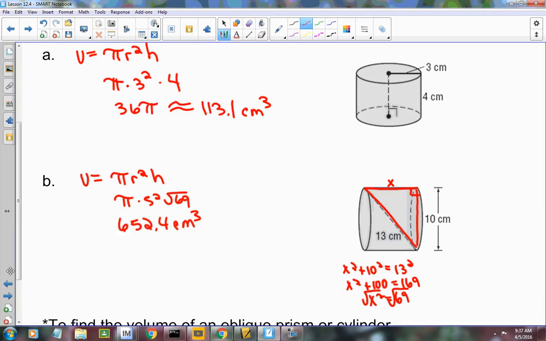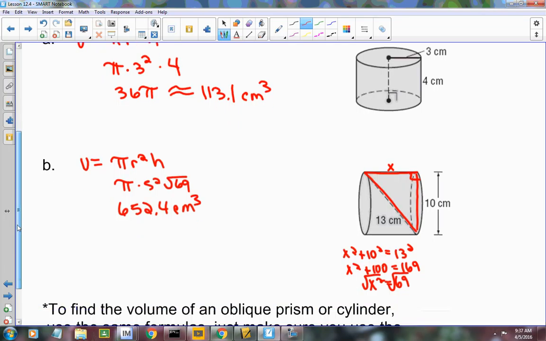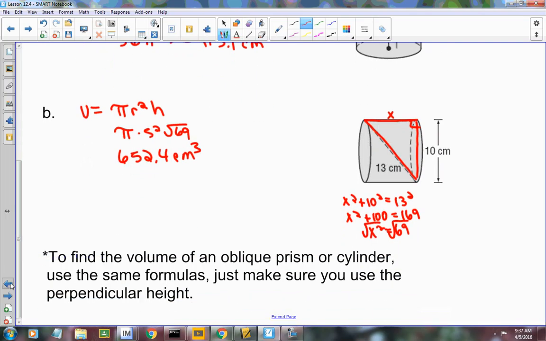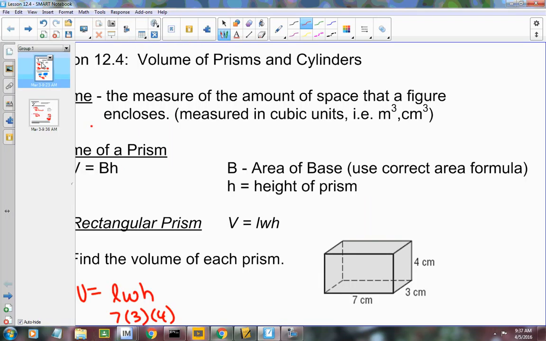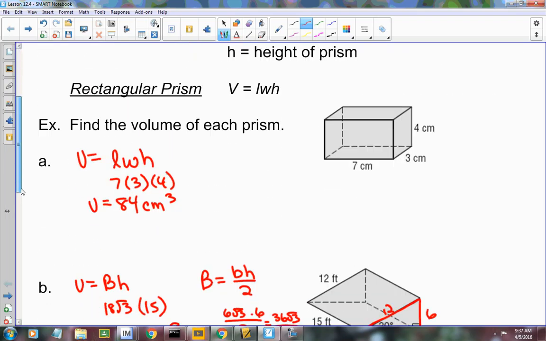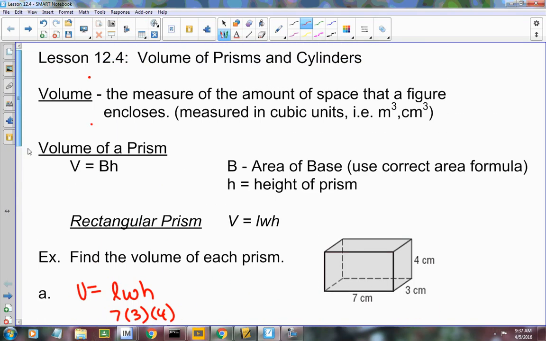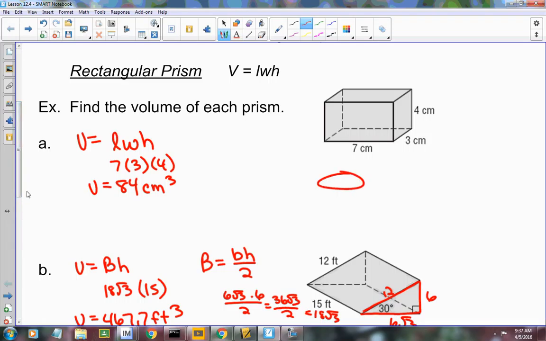Questions on any of those? All right, one last little note here. It says to find the volume of an oblique prism or cylinder, you just use the same formula. You just got to make sure that you use the perpendicular height. So, like, if you come back over here, if it happened to be oblique, you would have to use the perpendicular height. Okay, you still do the area of the base, but you would have to use that perpendicular height. Okay? Any questions? All right.